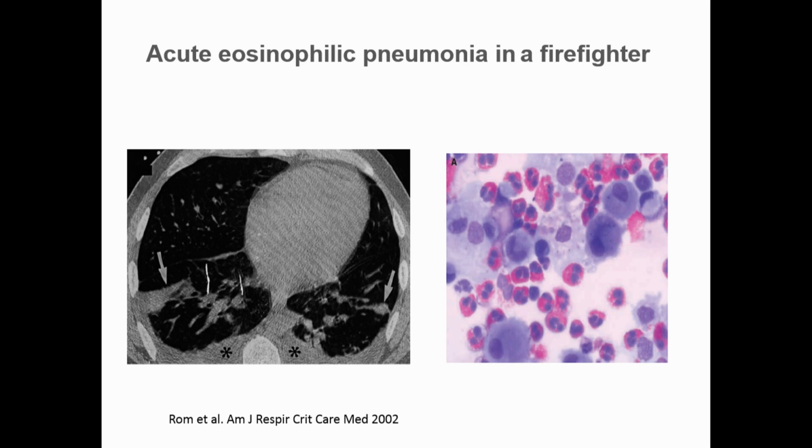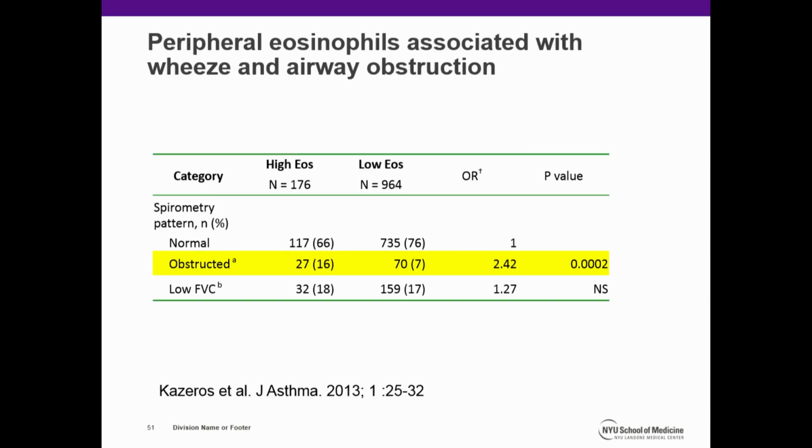So we presumed that we would see a lot of eosinophilic disease, and we would see a lot of high blood eosinophils, and we actually never saw that. We saw that in a very, very small proportion of our patients, and when we did see it, it was usually associated with those who had an obstructed pattern on their spirometry.